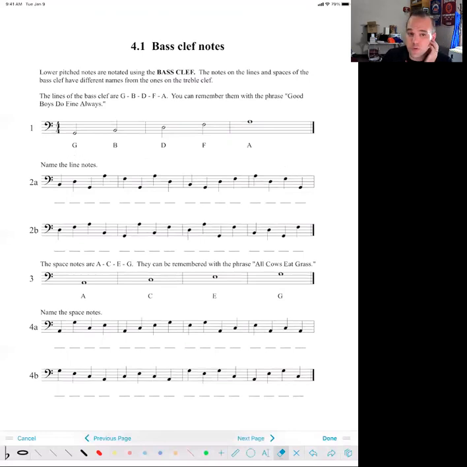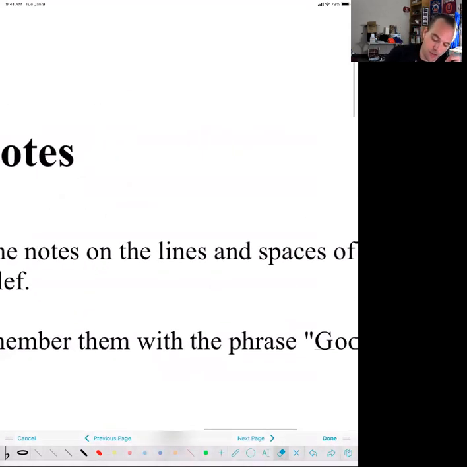But that's where the lines are. And then the spaces are A, C, E, G, "all cows eat grass." I've not heard another good one besides all cows eat grass. That's the best one. But again, here's the reminder. I'm going to draw myself a bass clef staff up here.